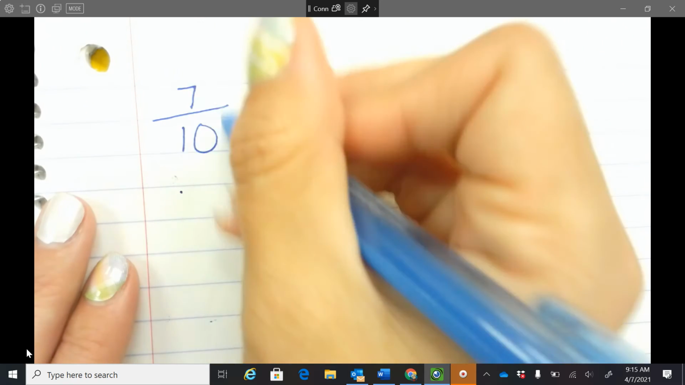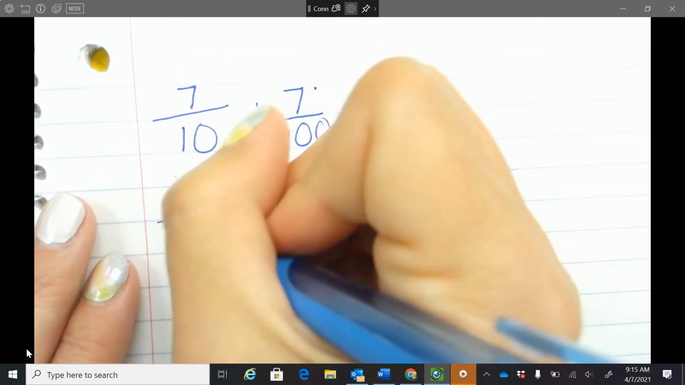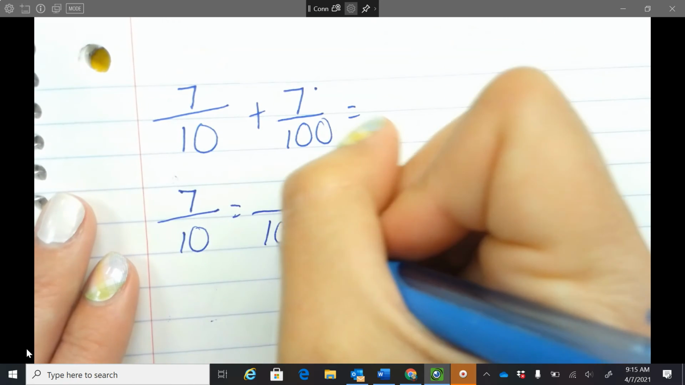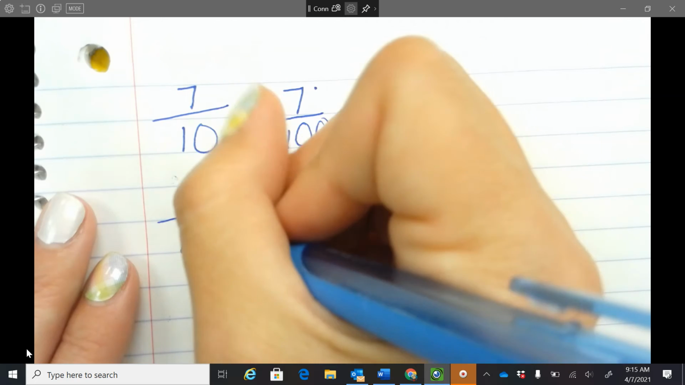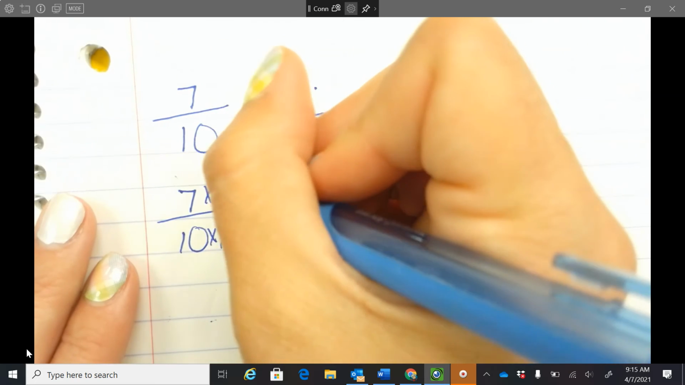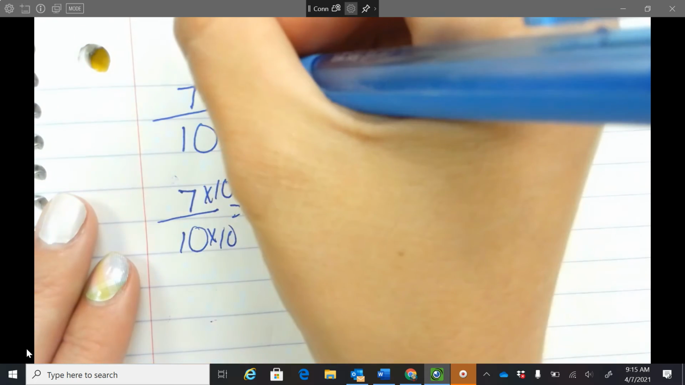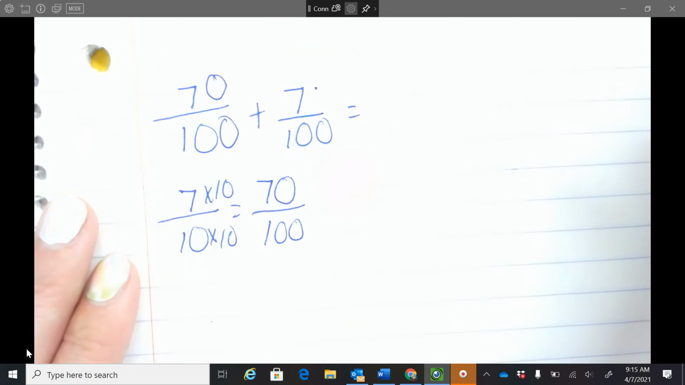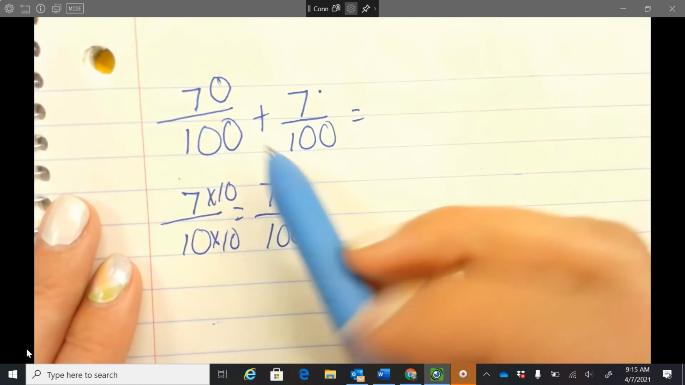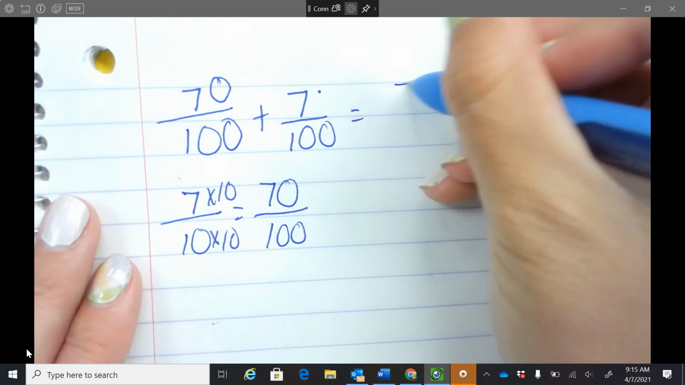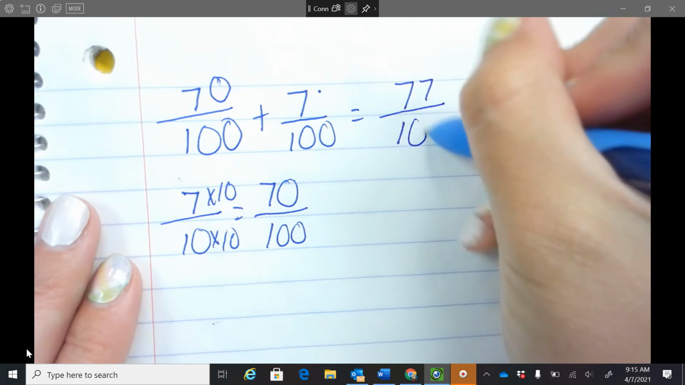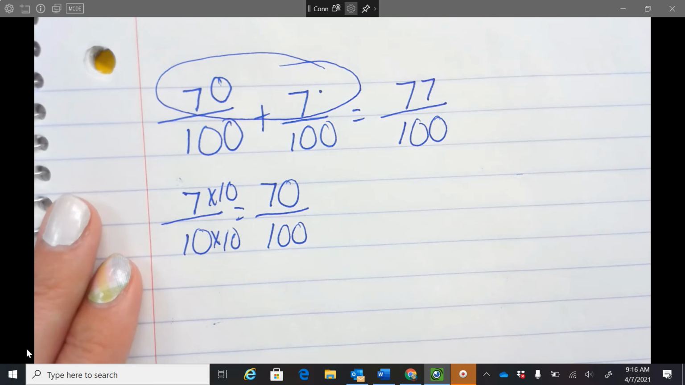So I'm going to change this guy, 7/10. How many hundredths would that be? 70. So this actually becomes 70 hundredths. So what would be our answer? 77 hundredths. You only add what number? The numerator. The numerator. Good.